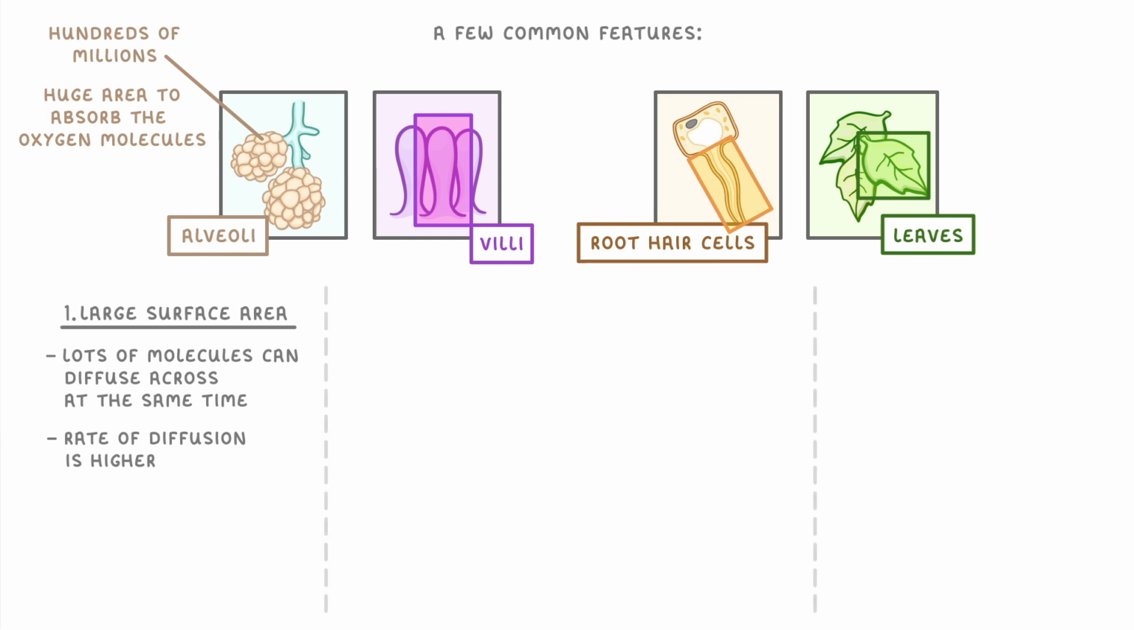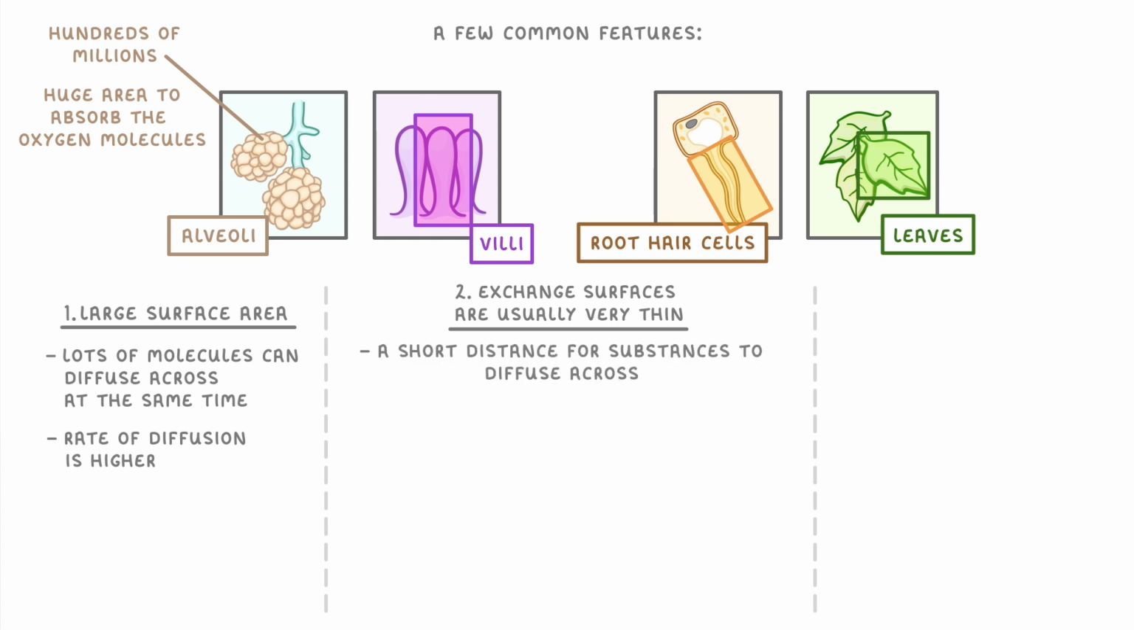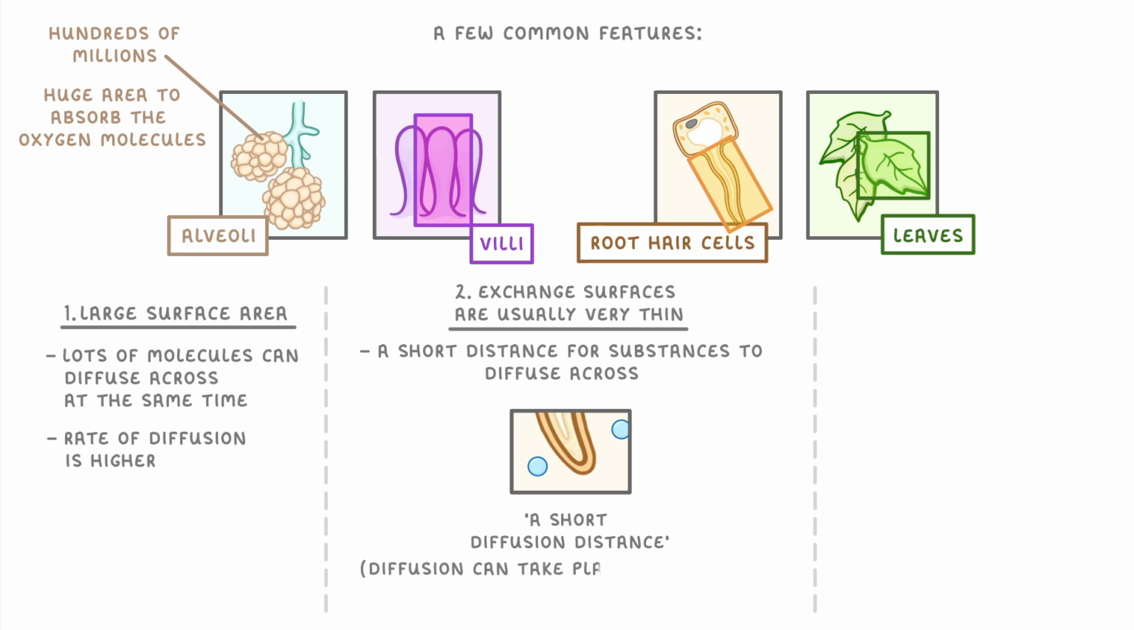The second common feature is that these surfaces themselves are usually very thin, and this means that there's only a short distance for substances to diffuse across. For example, in root hair cells, water only has to diffuse across a thin cell wall and cell membrane to get into the plant. We often refer to this as a short diffusion distance, and it's important because it means that diffusion can take place more quickly.